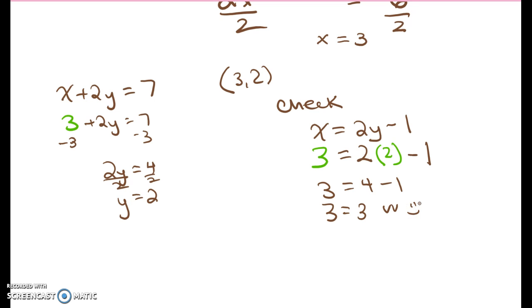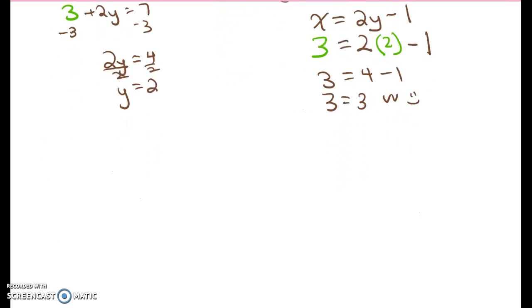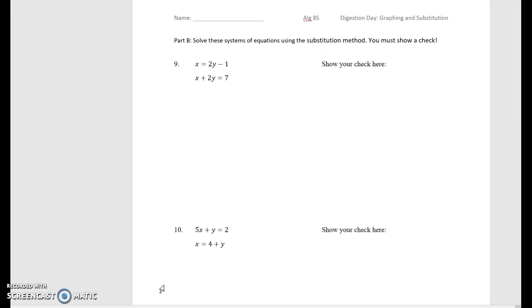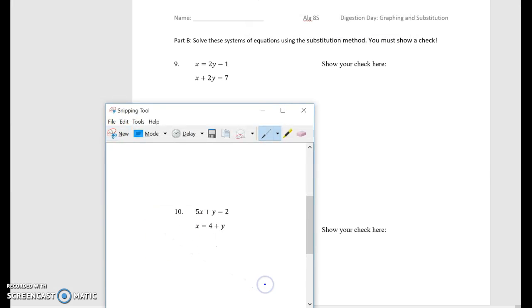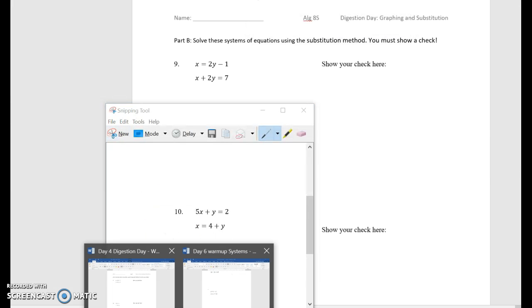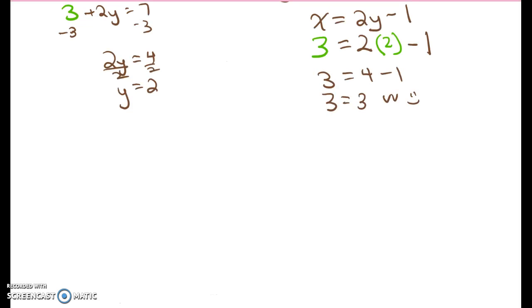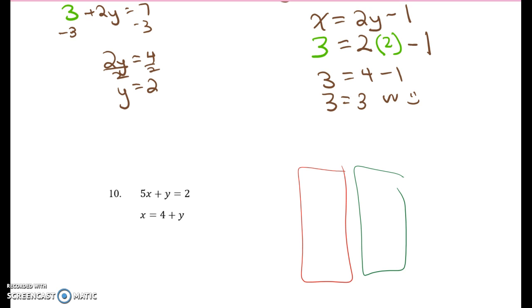Okay, so I have just 3 more minutes, and I want to show you just one more quick example. This is example number 10 from the digestion day, and it's so nice to do it this method. I encourage you to try to do it on your own, pause the video, do it yourself if you're feeling bold.